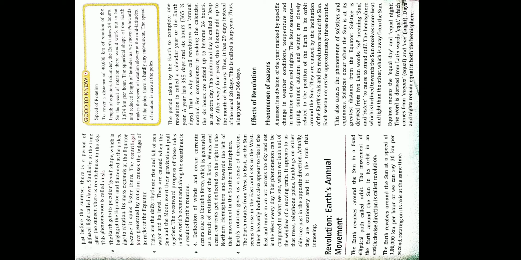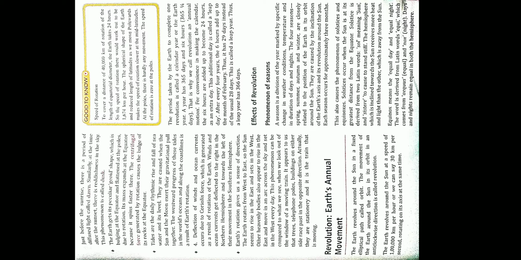Solstice occurs when the sun is at its greatest distance from the equator. Solstice is derived from two Latin words. Sol means sun and sistere means to stand still. The hemisphere which is inclined towards the sun receives more heat and light than the other which is away from the sun.